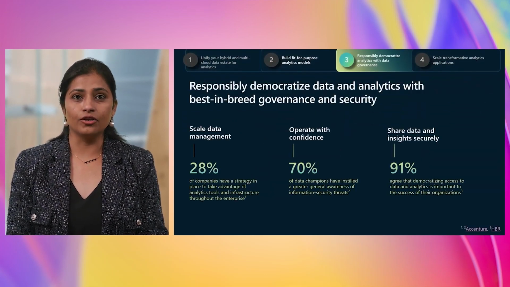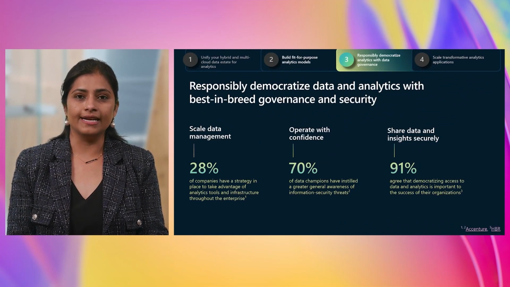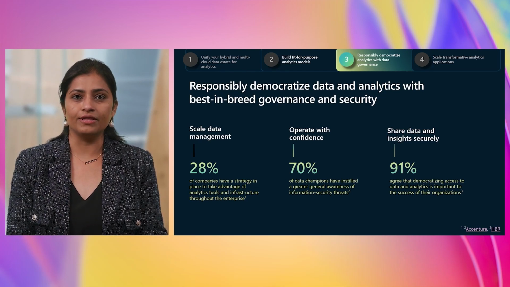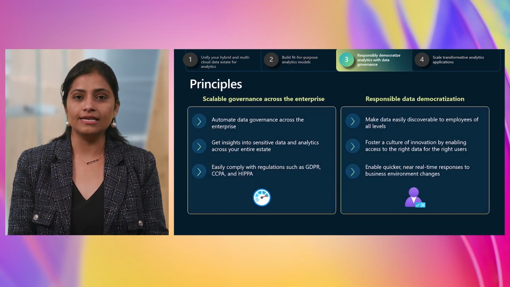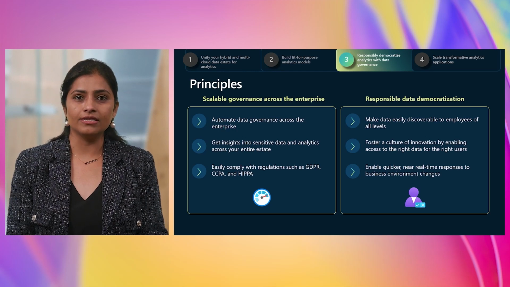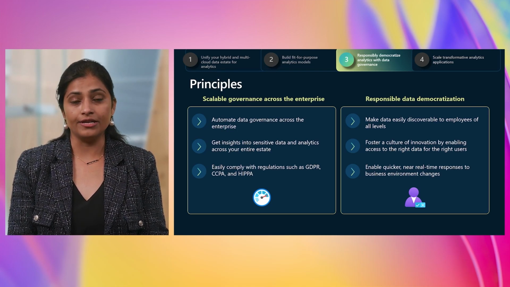Data governance is the glue that bridges the discovery of data to the derived business value data represents. Without data governance, you cannot responsibly share data with the teams that need it. If you do not responsibly democratize data, you cannot accelerate data value creation. Microsoft Fabric unlocks this critical capability so you can operate with confidence when sharing data and insights. Data governance is a foundational pillar that fosters a data culture by enabling access to the right data for the right users.